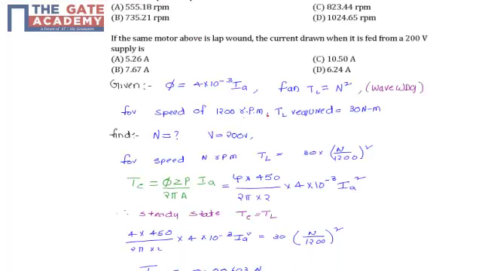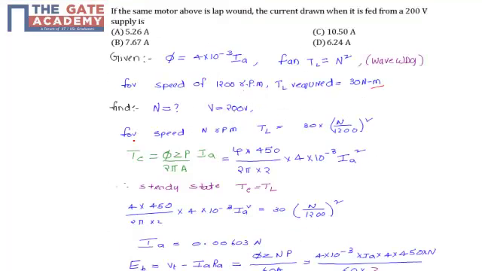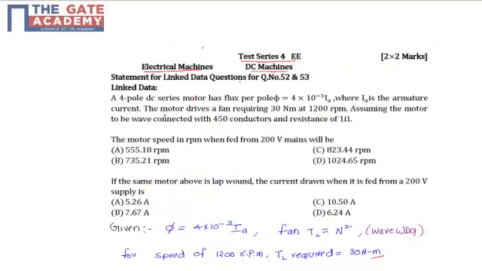For a speed of 1200 RPM, the load torque required is 30 Newton meter. So for speed n RPM, the load torque will be 30 into (n by 1200) squared, since the load torque for a fan is proportional to the square of the speed. The motor drives a fan requiring 30 Newton meter at 1200 RPM.